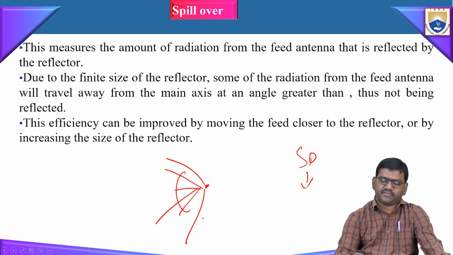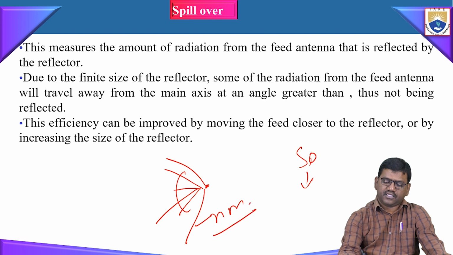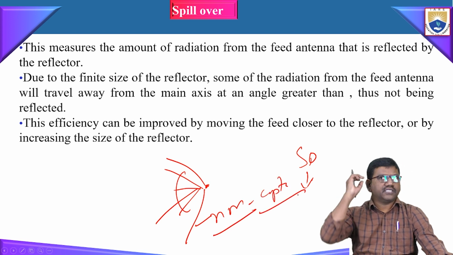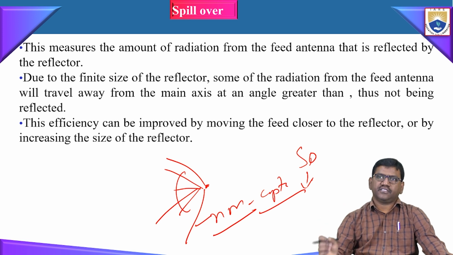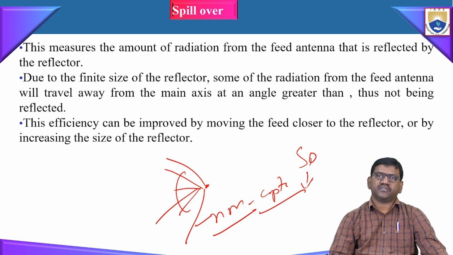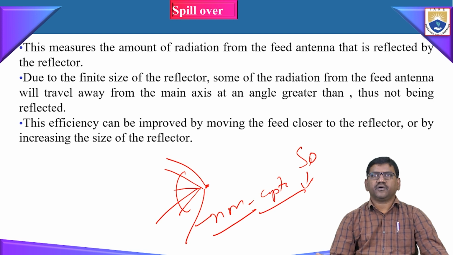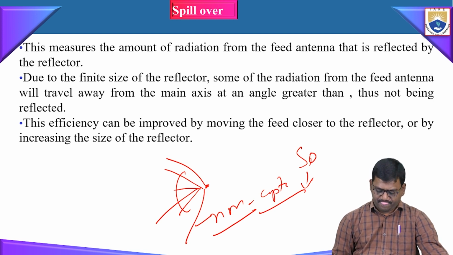These non-captured rays are known as spillover. We need to design a parabolic reflector antenna in such a way that all the rays will be captured effectively by the reflector. This depends upon where we place the active element, whether on the focal point, inside the focal point, or outside the focal point.